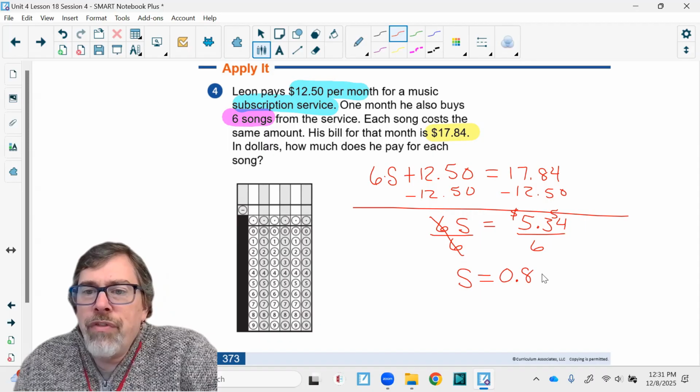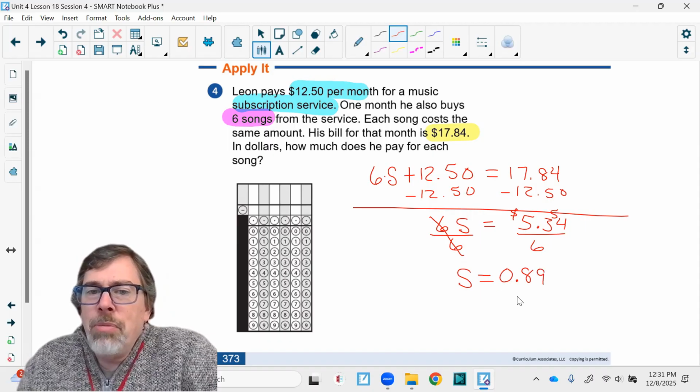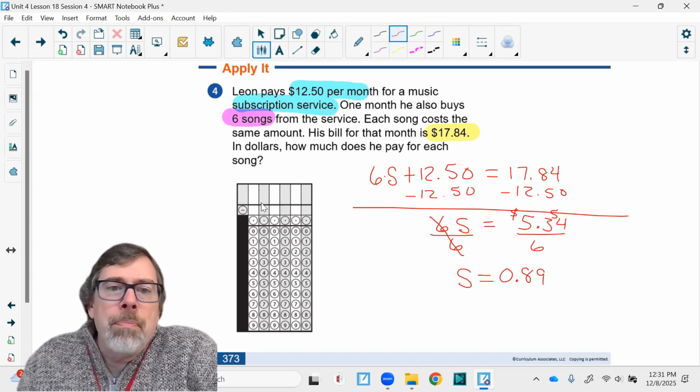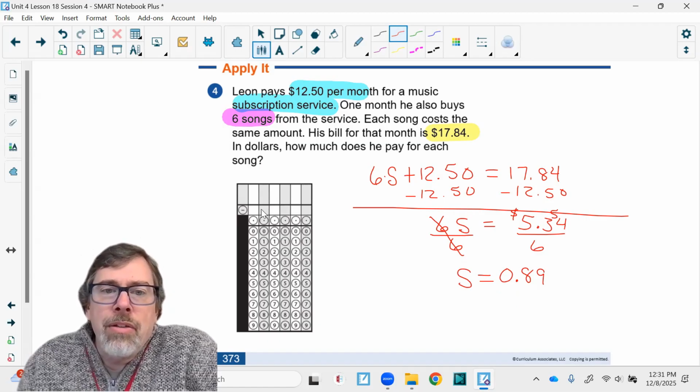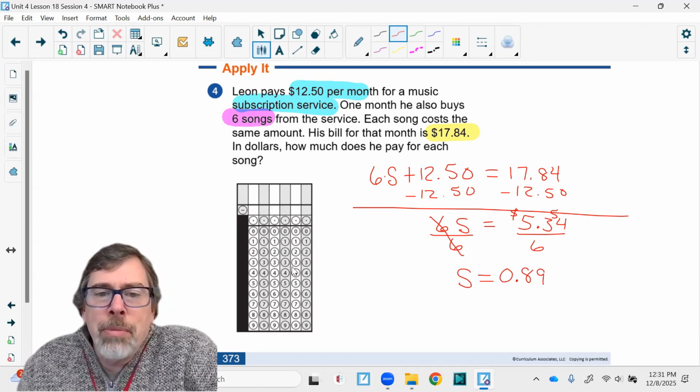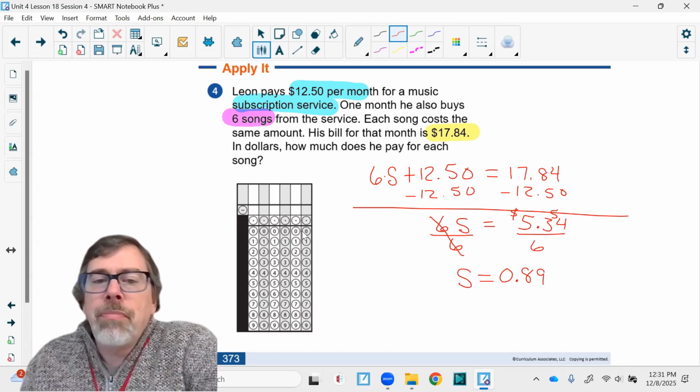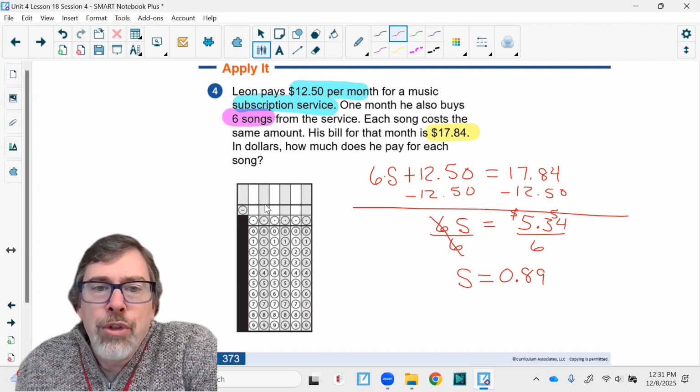6 goes into 54 9 times. So he paid 89 cents. So this is a Scantron bubble sheet, kind of like a standardized test fill out blank thing. And you got to learn how to do this. So my answer is 0.89. Okay, and I'd put it in these boxes like this.